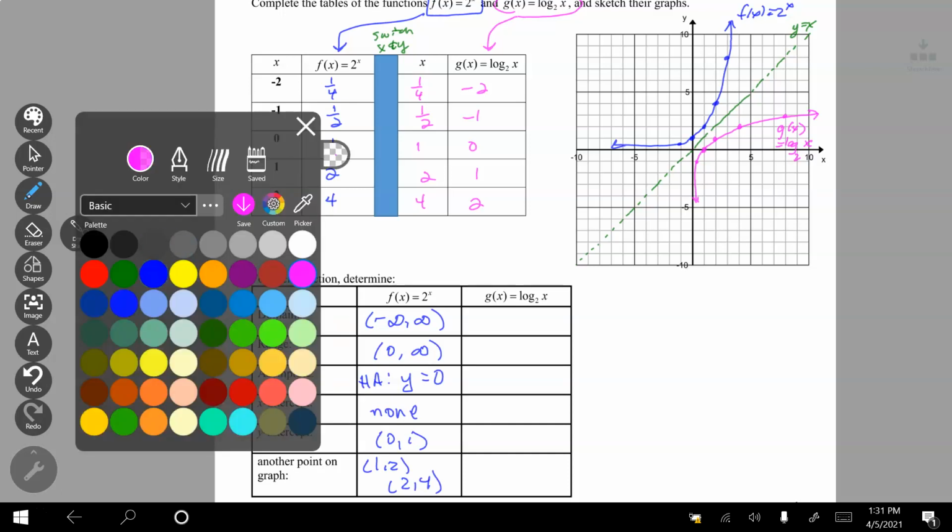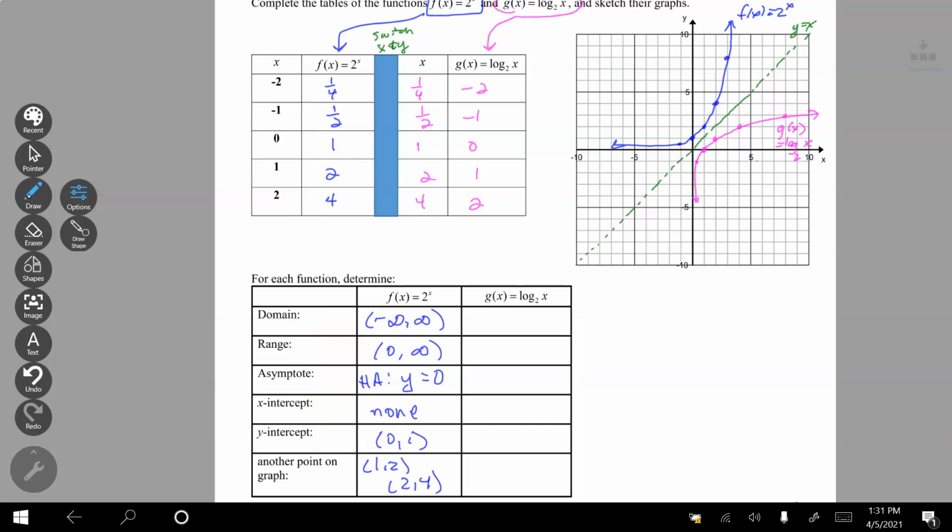Well, let's do the pink graph. Let's see. My domain now is 0 to infinity. Seems something switched. My range is all real numbers. I don't have a horizontal asymptote. I have a vertical asymptote of x equals 0. My x-intercept is 1, 0. My y-intercept, there is none. And my points are now 2, 1 and 4, 2 on this graph.